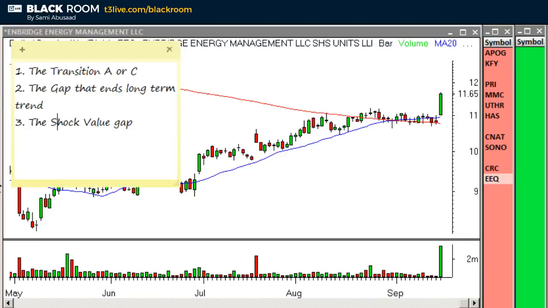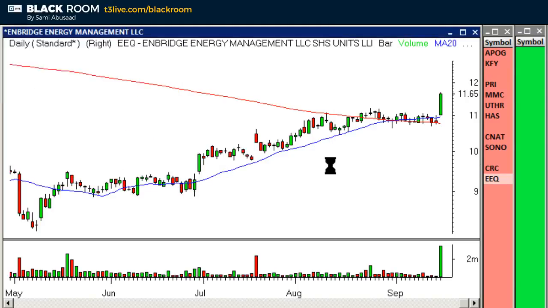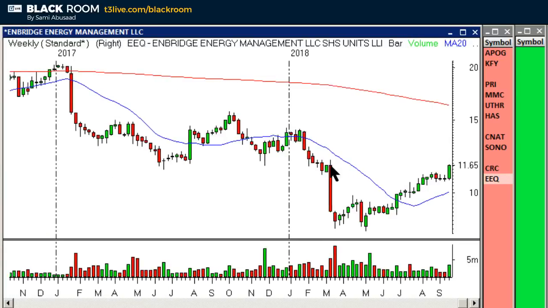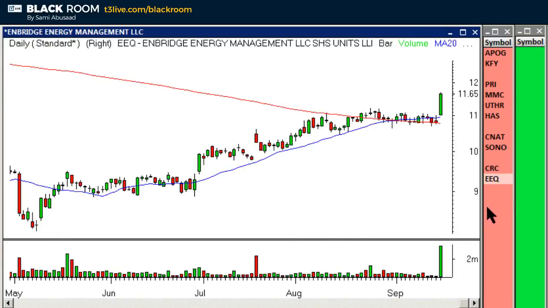So the fourth type, number four, is the gap that ignites or triggers a pattern, triggers a buy setup or a breakout pattern. Or obviously if it's a gap down, it triggers a sell setup or a breakdown pattern. The EEQ was especially good because it was also transition A, sort of, on the weekly chart. So this was really excellent as well. So those are my favorite gap patterns of all time.